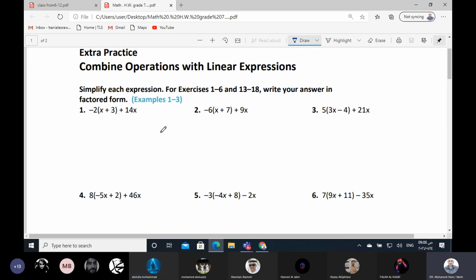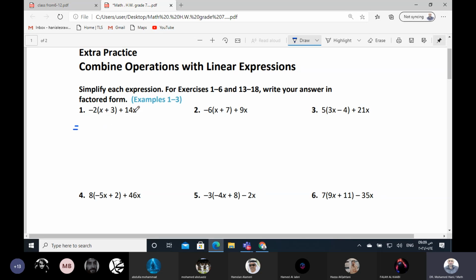Okay. This is the last lesson in chapter 5, or module 5. This is lesson 6, combine operations with linear expressions. Today we have extra practice. This is the homework of yesterday. The question here: simplify each expression, then write your answer in factored form. So we want to simplify, then write it in factored form.